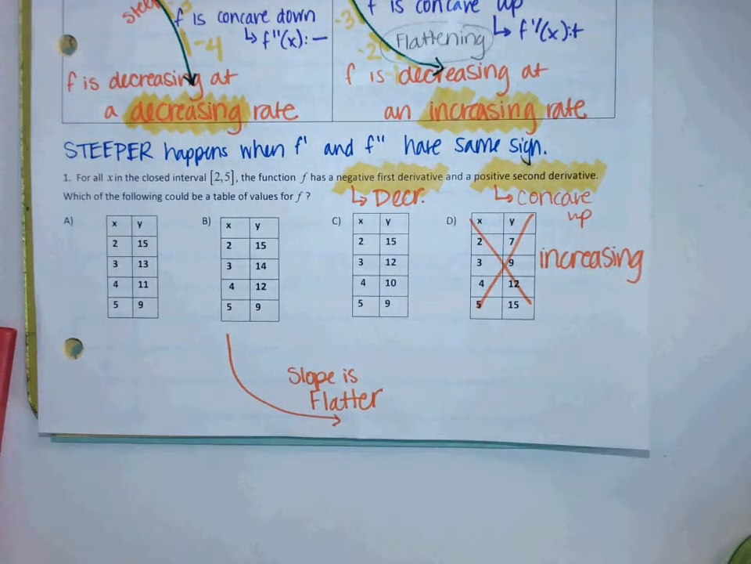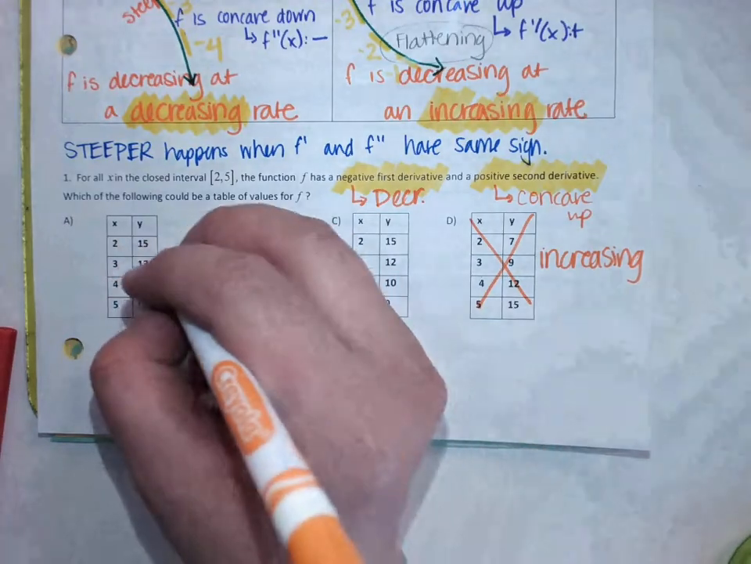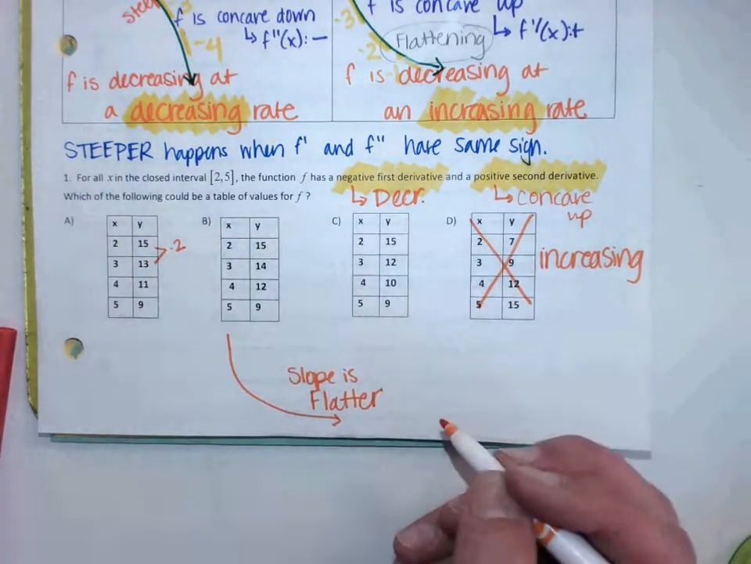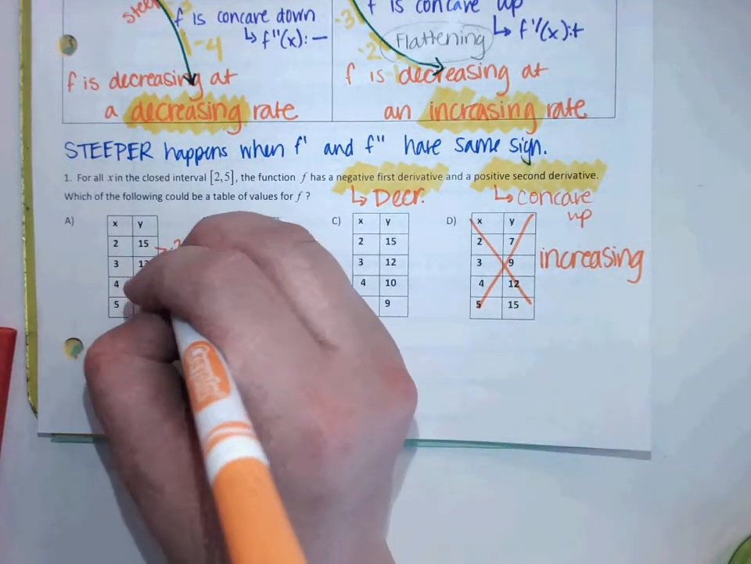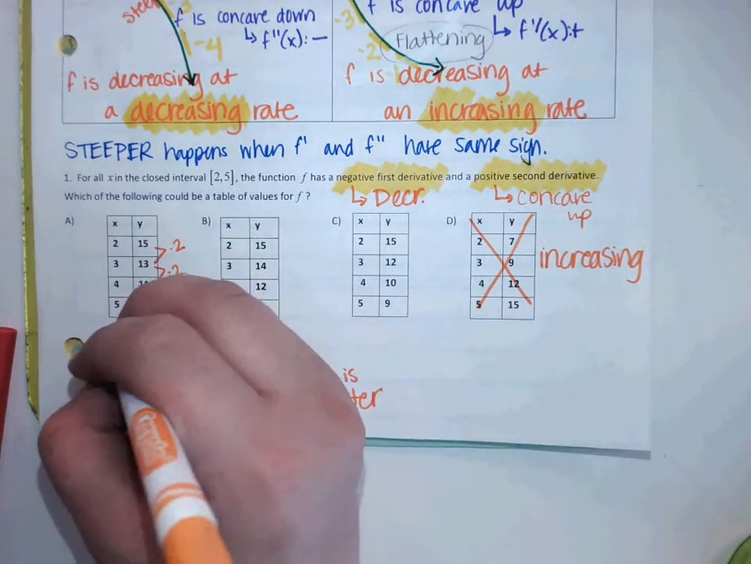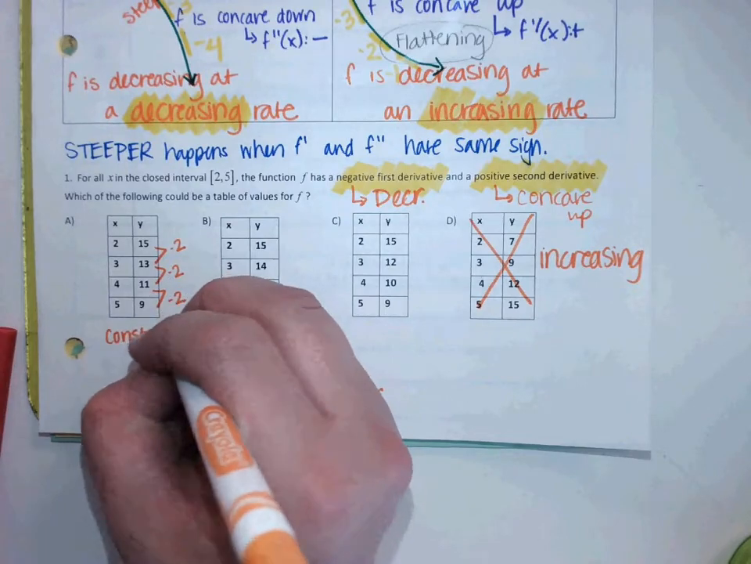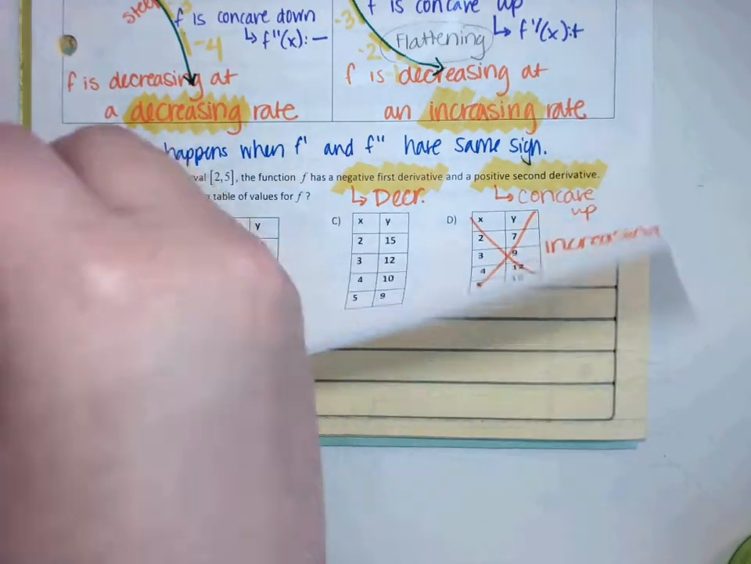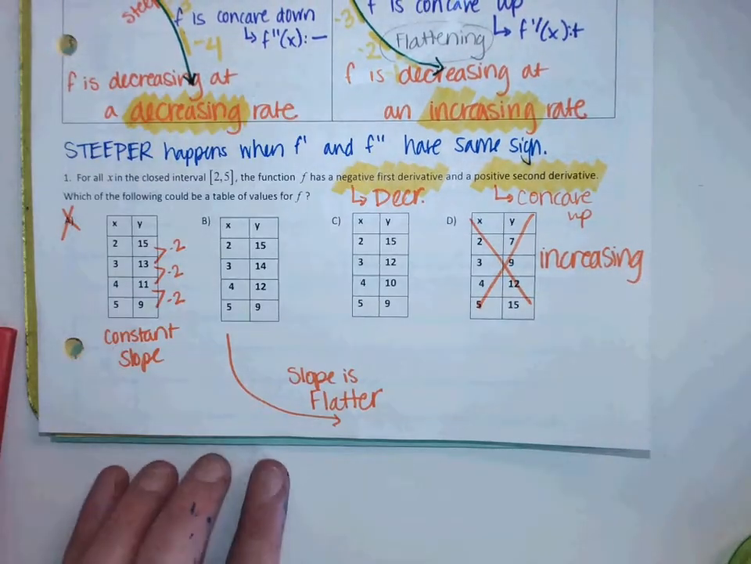So look at A. What is my slope each time? 15 to 13, it went down 2. 13 to 11, it went down 2. 11 to 9, it went down 2. That is a constant slope. Is it getting steeper or flatter? No, that's not what I want. Look at the next one.